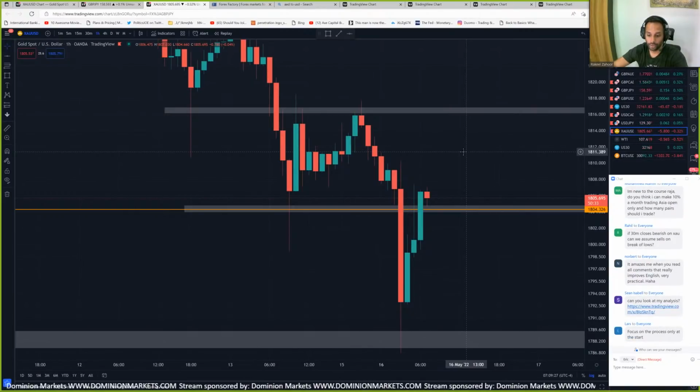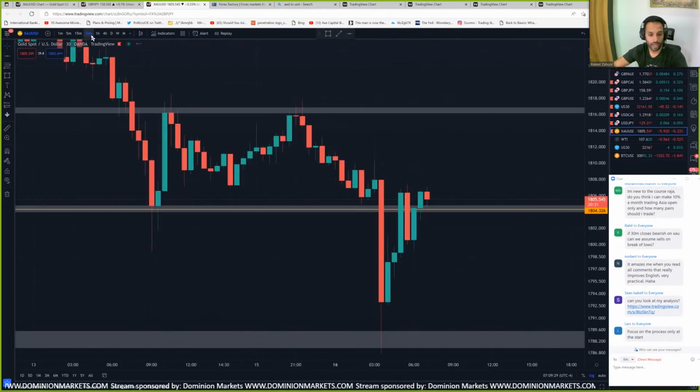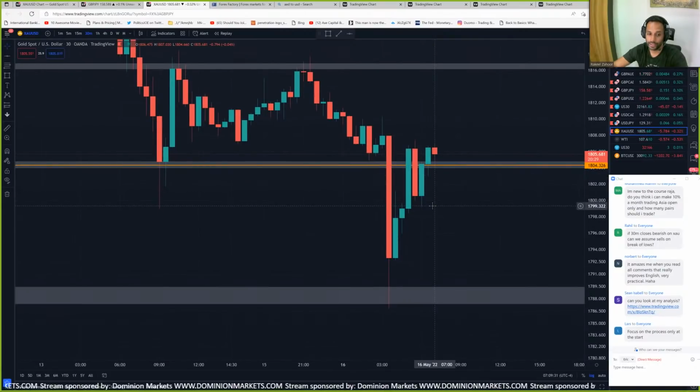If the 30-minute closes bearish on gold, can we take sells? Not at this point. No, we need this low to break. 1799. We need to break for price to move down.